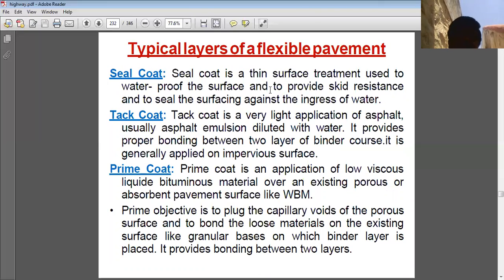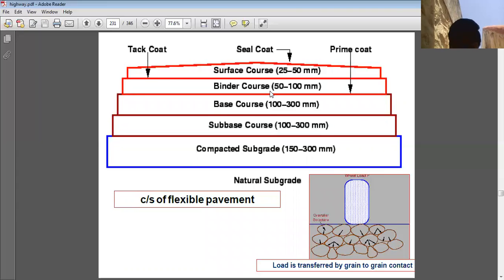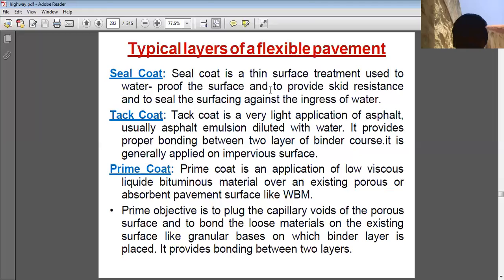Typical layers of flexible pavement: seal coat, tack coat, prime coat. These are the different layers. Seal coat is a thin surface treatment used to waterproof the surface, to provide skid resistance, and to seal the surfacing against ingress of water. It should be waterproof because rainwater can't stand on the surface of the road, otherwise it will damage the surface.